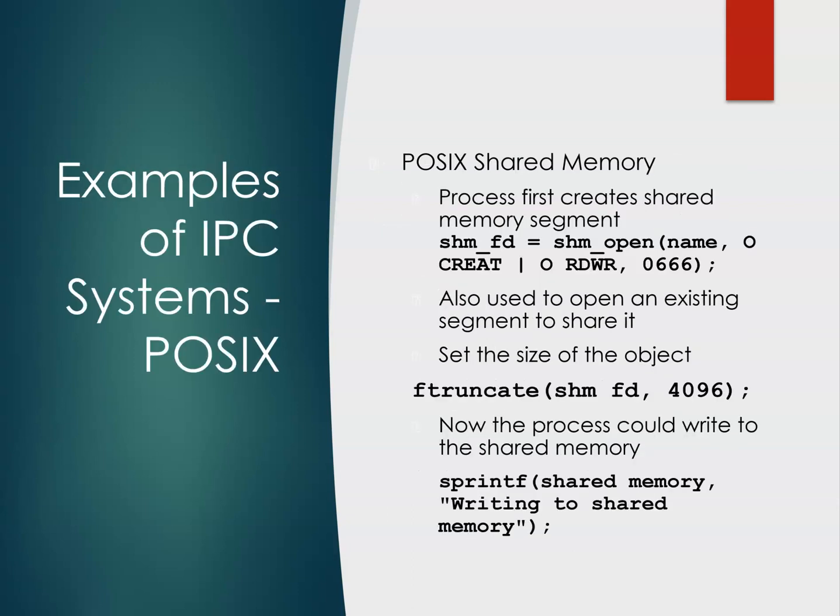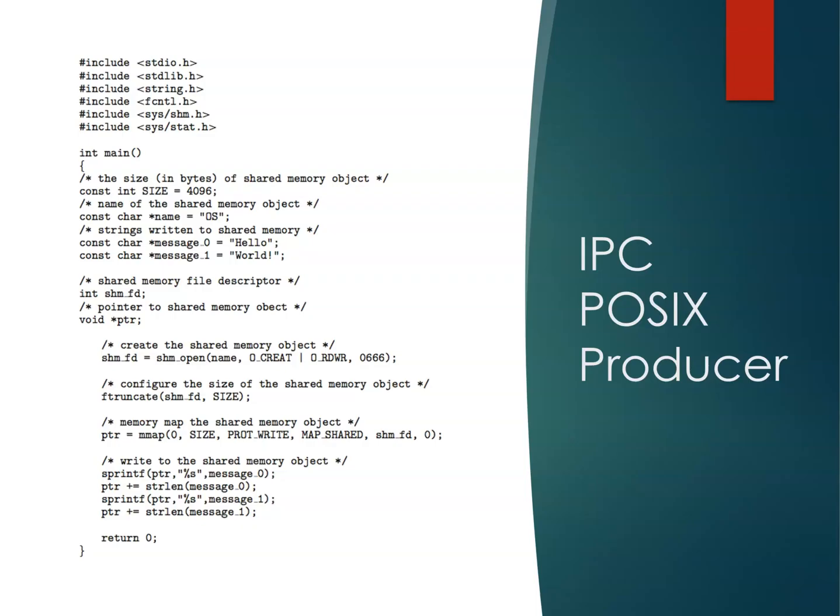So, some examples of IPC systems. POSIX is a good example. The process first creates a shared memory segment. It's also used to open an existing segment to share it. And if the process can write to the shared memory, it'll give you success.